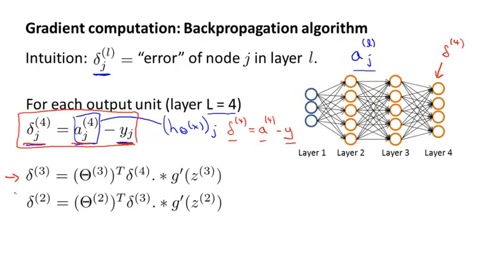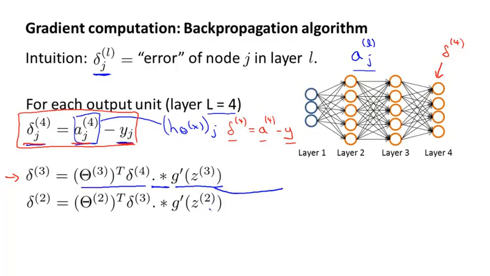Here's the formula for computing delta 3. Delta 3 is equal to theta 3 transpose times delta 4, and this dot times is the element-wise multiplication operation that we know from MATLAB. So theta 3 transpose delta 4, that's a vector. g prime of z3, that's also a vector. And so dot times is an element-wise multiplication between these two vectors. This term g prime of z3, that formally is actually the derivative of the activation function g evaluated at the input values given by z3.